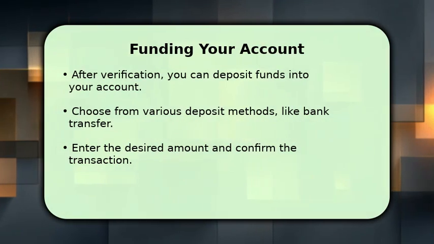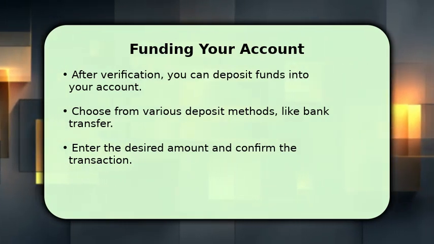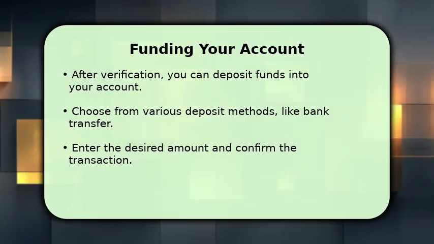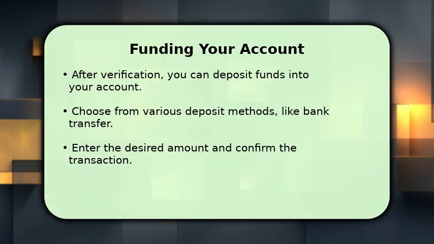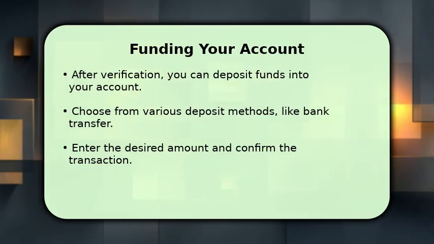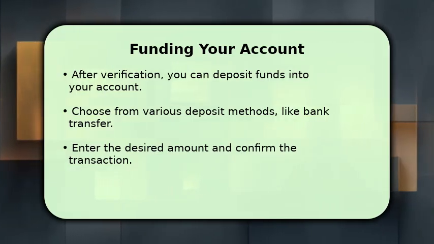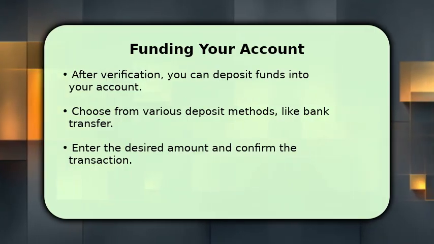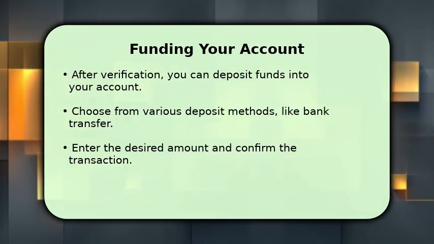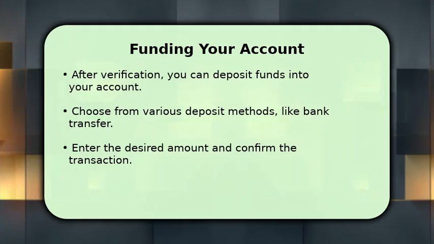Once your identity verification is successfully completed, you are ready to fund your Binance account. Navigate to the deposit section and select your preferred method. Common options include bank transfers, which might take 1 to 3 business days, or using a debit card for instant deposits. Carefully enter the amount you wish to deposit and confirm the transaction. Your funds should typically appear in your wallet within minutes to a few hours, depending on the method chosen.